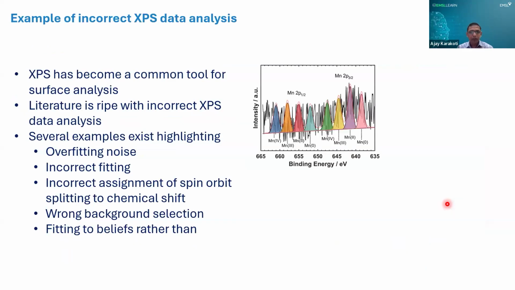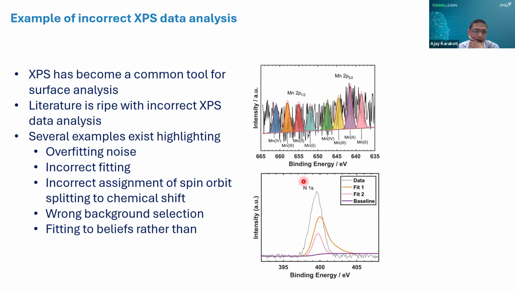So even though XPS has become a very common tool for surface analysis, if you go into the literature, it is ripe with incorrect XPS analysis. For example, over here, you see people have tried to fit different manganese peaks and ascribe them to different types of manganese oxidation states. If you show this to any XPS expert, there's nothing more than noise over here. It's very hard to really see anything, but it is very commonly found in literature.